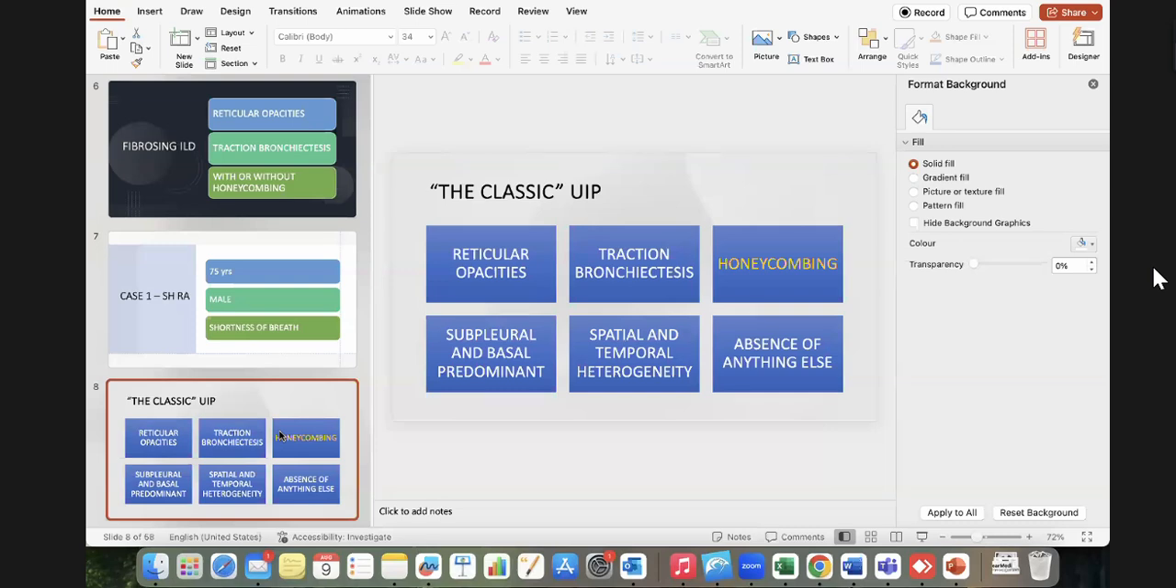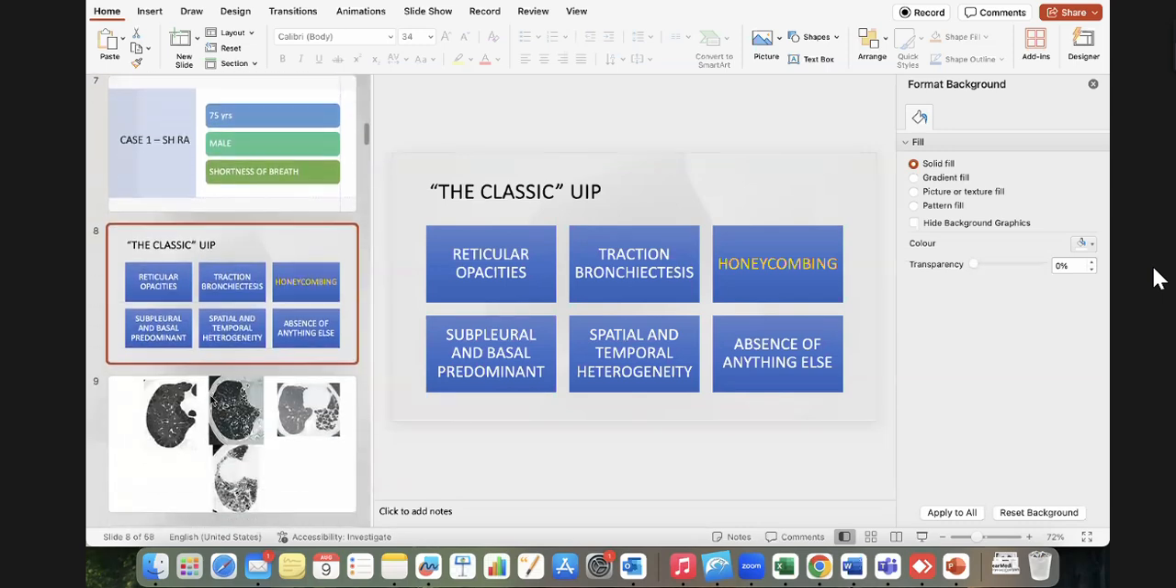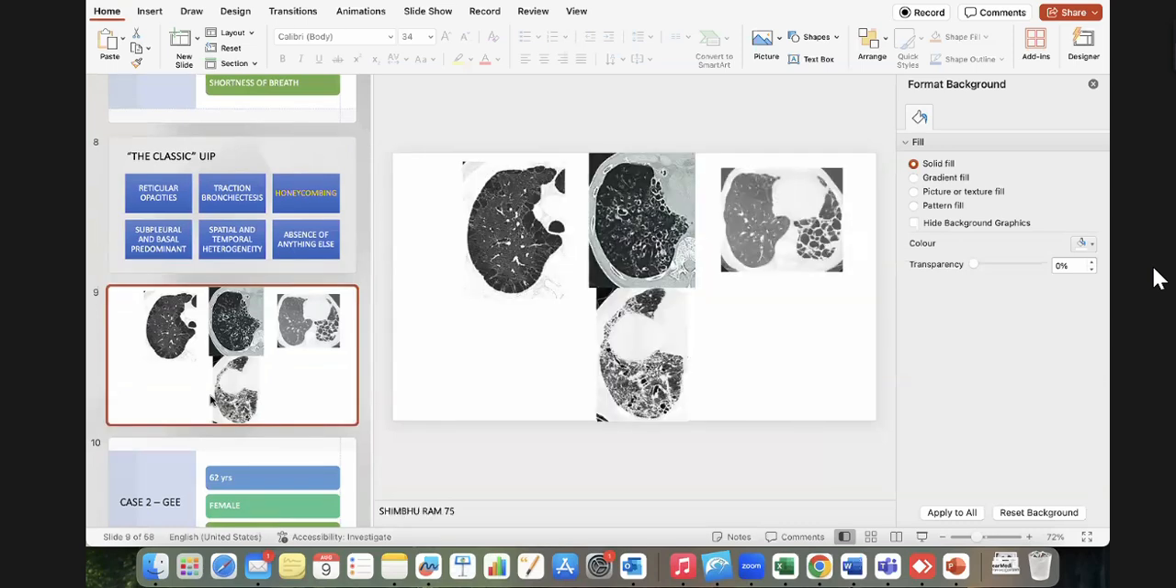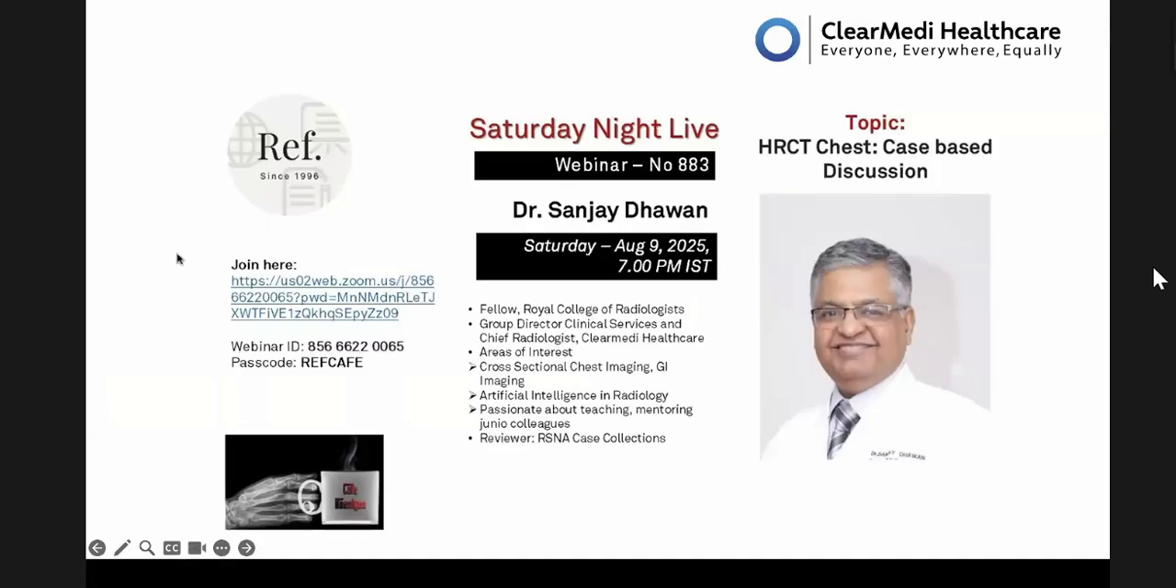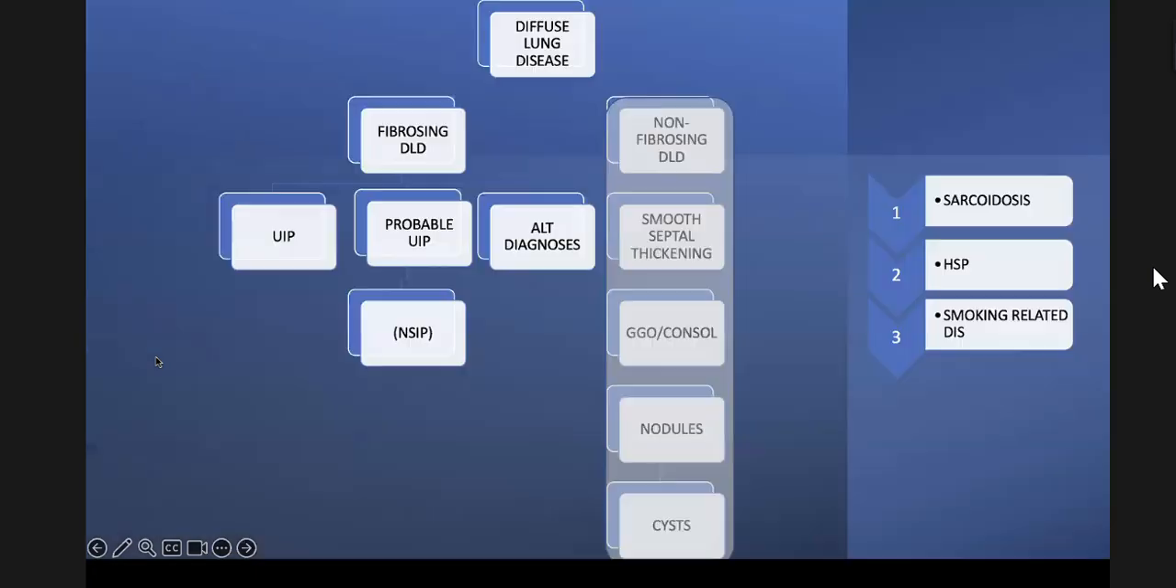And absence of anything else is very important, particularly when you go on to differentiate a classic UIP from something else. If it is not UIP, if some other underlying disease is causing this pattern, then absence of anything else helps us to differentiate that. So this is one slide. A lot of junior colleagues ask me to differentiate between emphysema, cystic bronchiectasis, and honeycombing. And I always try and show this slide.